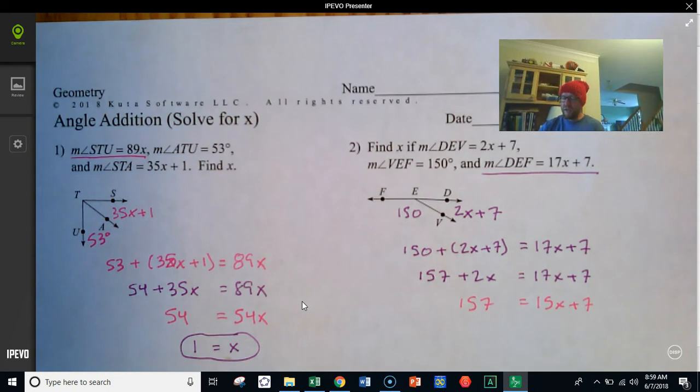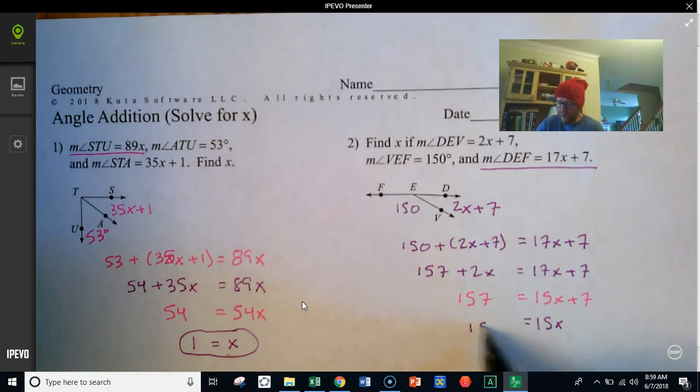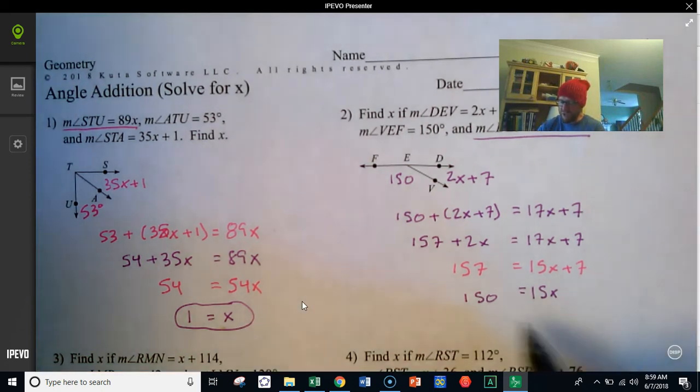All right. Now I want to get the variable term all by itself, which means I need to get rid of the 7 over here. I'll get rid of that. Of course, I take 7 away from both sides. Now that I have a single variable term, I just divide by the coefficient, and I get 10 equals x.